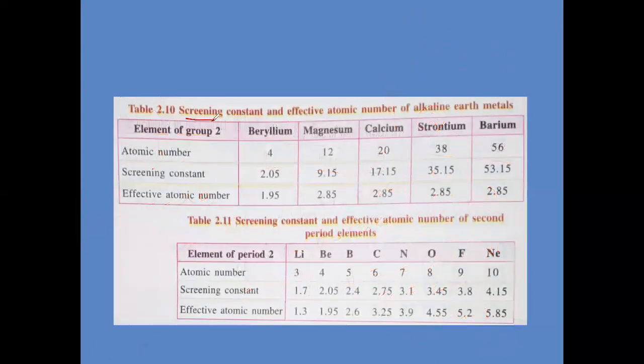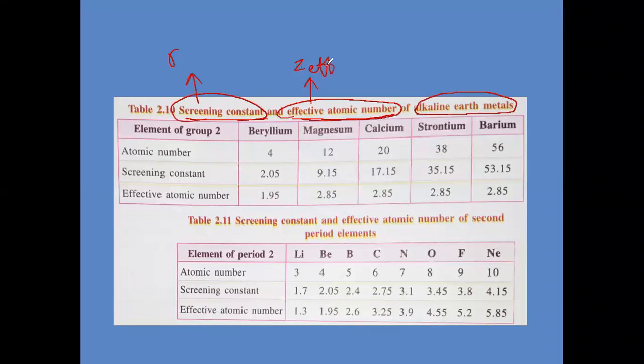Now, screening constant and effective atomic number of alkaline earth metals. Now see, first, screening constant means which value? Sigma, right? And what is the effective atomic number? Effective atomic number is nothing but Z effective. Are you hearing the concept? So it is given like this. Effective nuclear charge is nothing but effective atomic number.